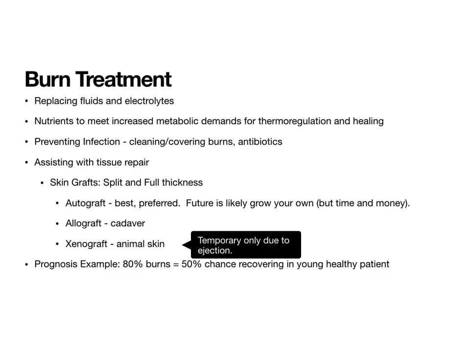Assisting with tissue repair. For those third-degree burns, we talked about how most third-degree burns need skin grafts. There are three different types of skin grafts. We have an autograft, an allograft, and a xenograft. The autograft is our preferred option for skin grafts. They are harvested from yourself.